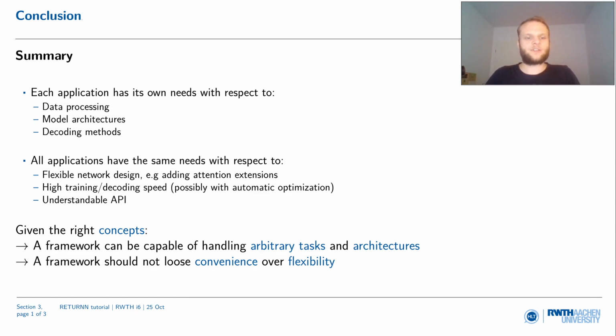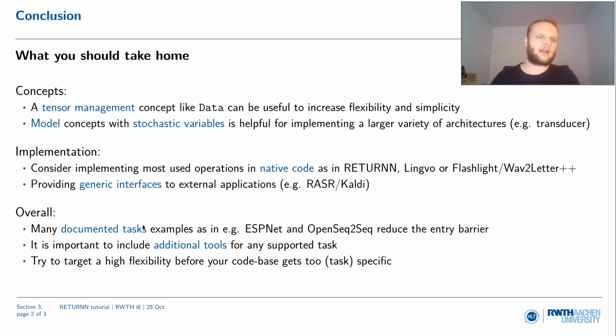We think that given the right concepts, a framework can be capable of handling arbitrary tasks and architectures without too many limitations. And given the right concepts, a framework should not lose any convenience over flexibility. So even when you design a framework to be flexible, you can still get the same convenience as software that is targeted to a specific task. What you should take home from this tutorial is that there are some nice concepts, for example the tensor management concept that we presented in the form of the data object, which is really useful for increased flexibility and simplicity when designing networks. And also concepts like maintaining your stochastic variables in a defined model, which really helps implementing architectures that are non-standard encoder-decoder, for example, the transducer architecture.